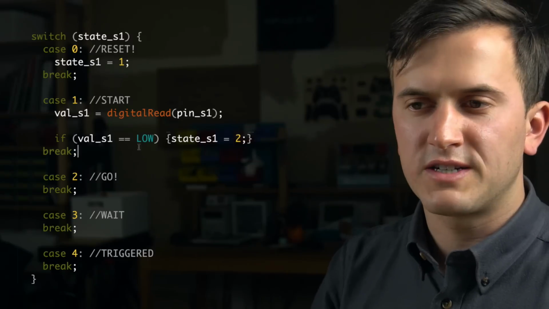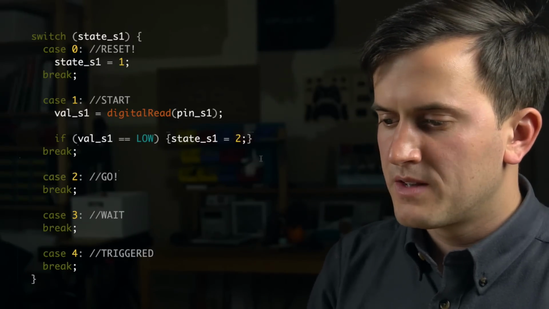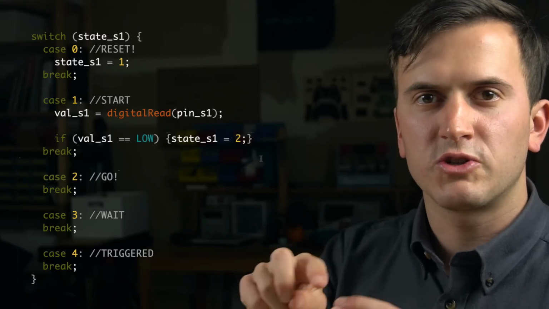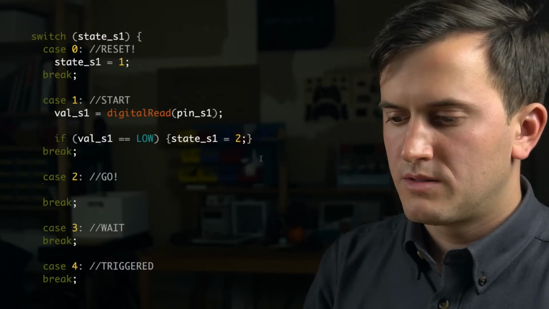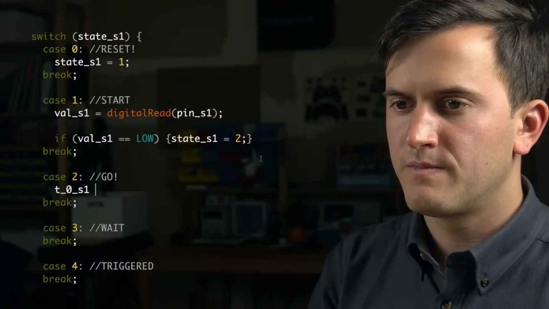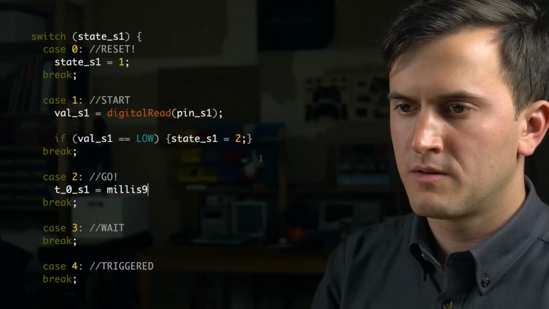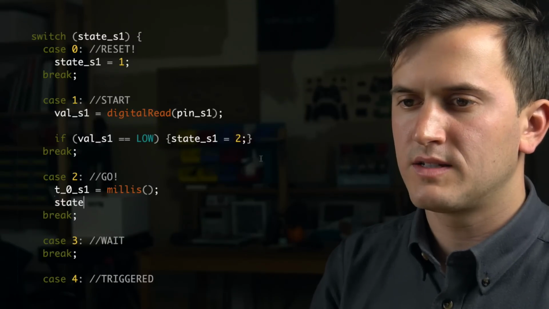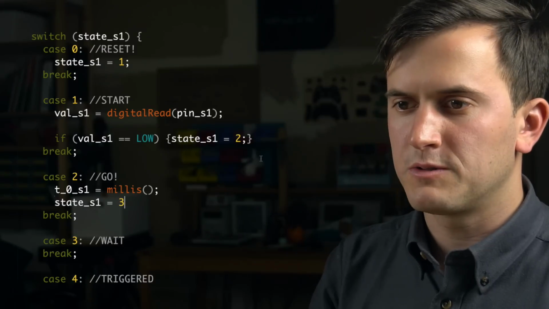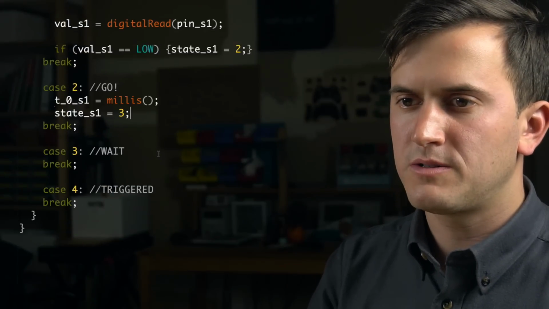There, that state is flushed out. Let's do the go state. So in the go state, we just want to set time 0 and then proceed straight to the wait state. So I'll say here time 0 of switch 1 is equal to millis. And then I'll say state of S1 is equal to 3. Okay, that's our go state.